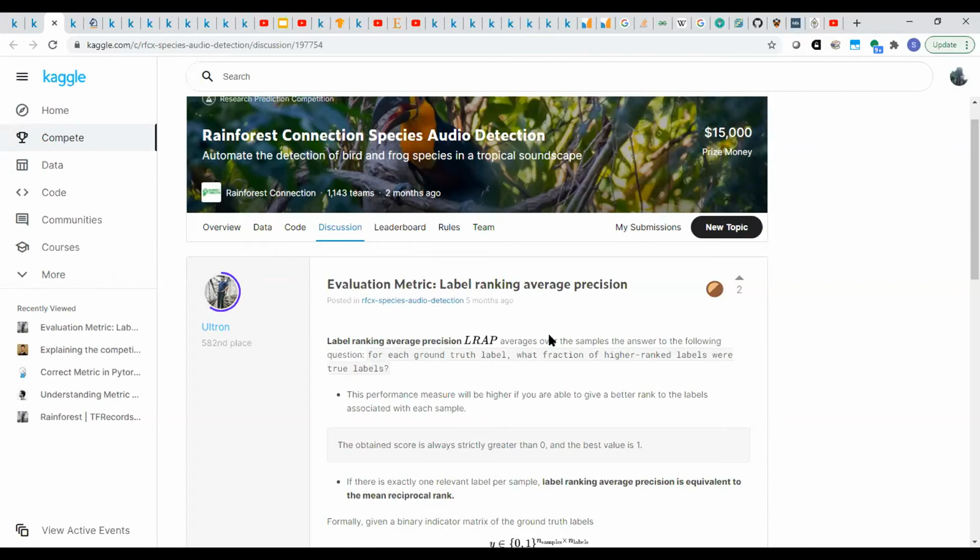And therefore, it seems to me that it wants you, in a multi-class label, to have your probability rank ordered in such a way that matters, meaning that you want the higher probability labels to be more true than your labels that are below where you're at. Actually, the best way of saying it is, again, returning to the verbiage of what question it's trying to answer. For each ground truth label, what fraction of higher ranked labels were true labels, right? And this performance, as he says, will be higher if you're able to give a better rank to the labels associated with each sample.